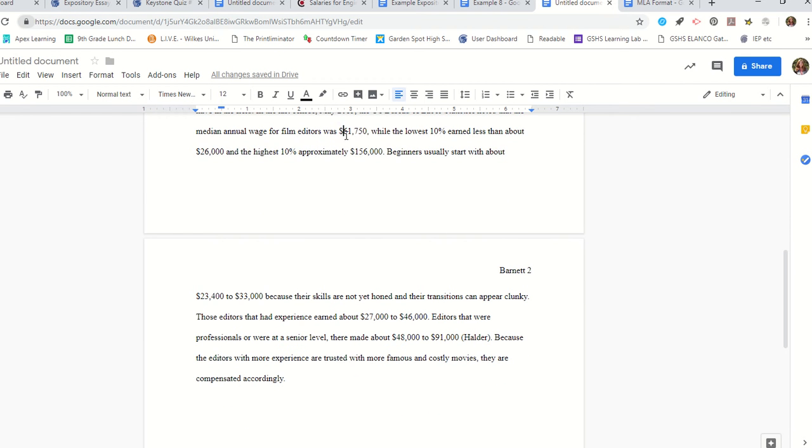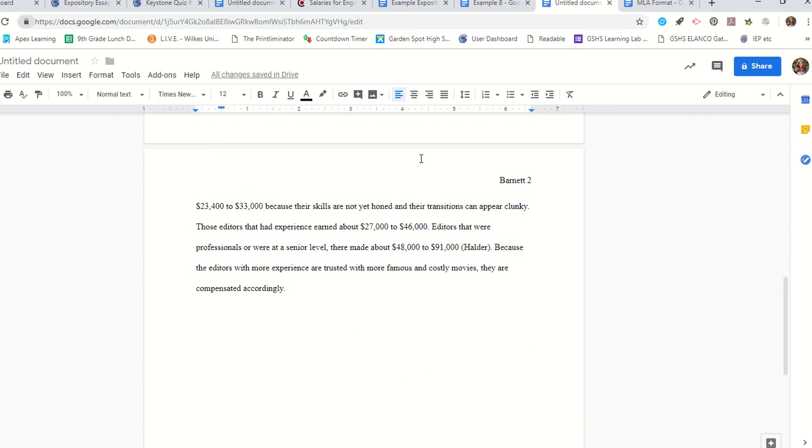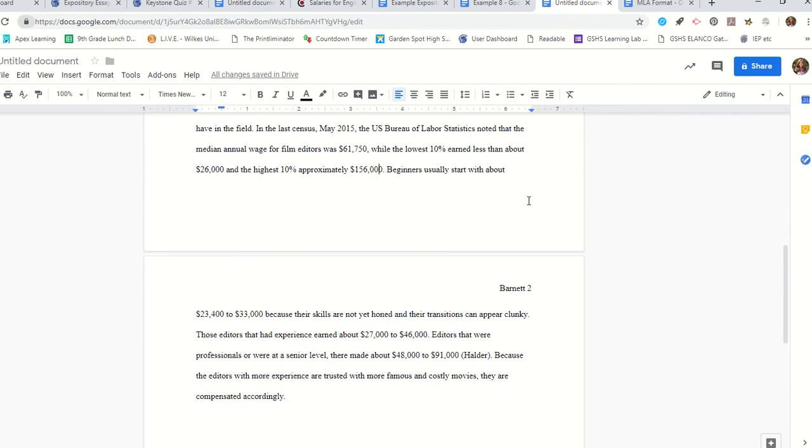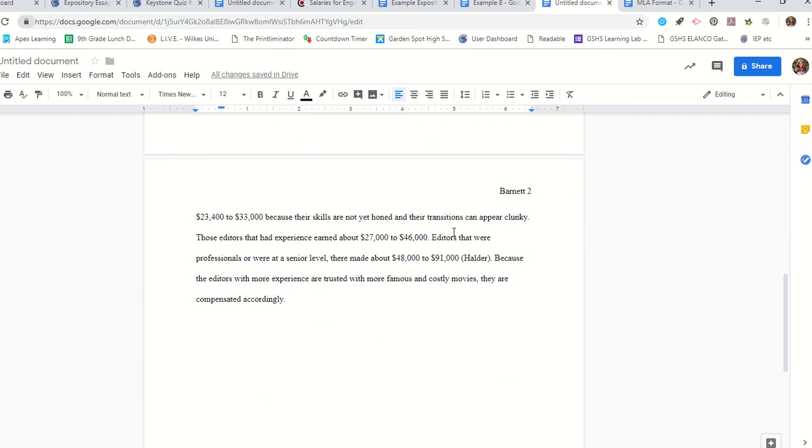So I have some facts about their salary, the highest and lowest 10%, beginners. Their skills aren't yet honed, their transitions are clunky, so they don't get paid as much. I transition between these ideas and show how they're created. The editors who had experience earn more than that. Editors that are professional make much more.